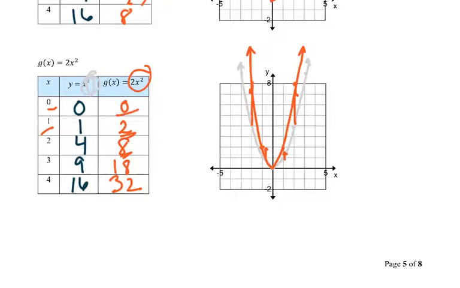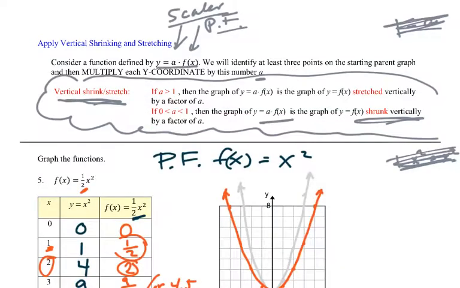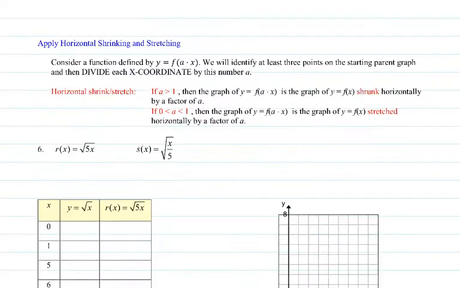We are also going to look at horizontal stretches and shrinks. So for horizontal stretching and shrinking, we have something that is going to feel a little counterintuitive, because look at our vertical rules. Our vertical rules told us that if A was greater than 1, then it got stretched vertically. And if it was between 0 and 1, then it got shrunk vertically. And for our horizontal rules, the opposite happens.